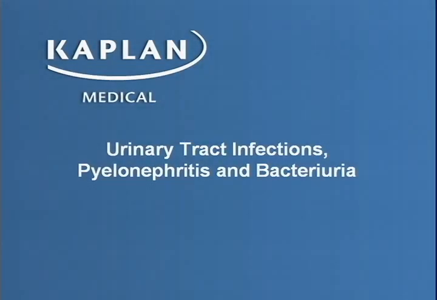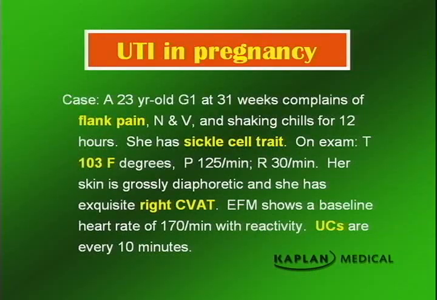Okay, the next topic we're going to talk about is urinary tract infections in pregnancy. Here's our case. A 23-year-old gravid 0 1, 31 weeks gestation, complains of flank pain, nausea, vomiting, shaking, chills for 12 hours. Anytime you have a patient who is pregnant who has flank pain, you better think of a pyelonephritis. Which side is more common? Right side, 90% of the time, because of the enlargement of the uterus, which brings about the ureteromegaly and the increase in the renal pelvis size.